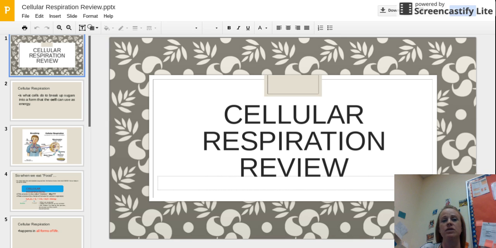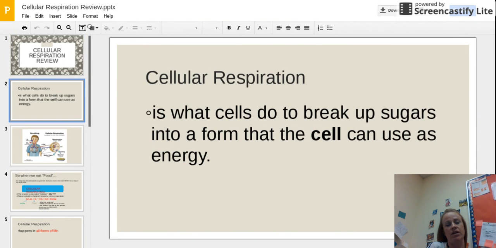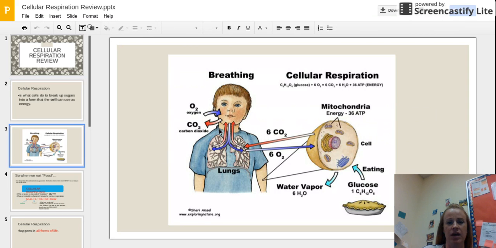Today we are going to talk about cellular respiration. Cellular respiration is what cells do to break up sugars into a form that the cell can use. So they take that glucose and break it up so we can use it for energy. And here's a little picture.